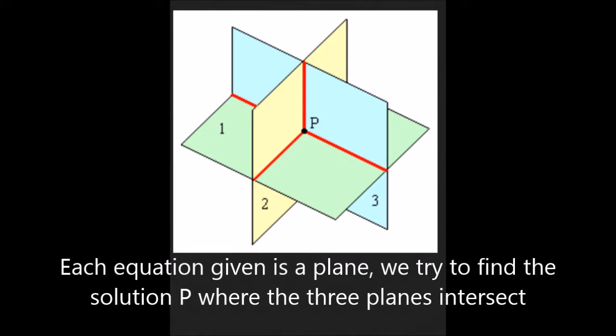Each equation given will be a plane, like the blue, yellow, and green ones. We will try to find the solution, noted here as P, which is the intersection point for them.